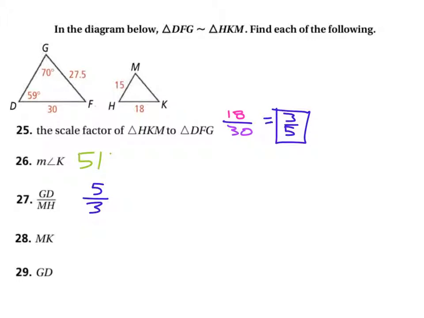Measure of MK, well, what we need to do is then say, okay, we know that we're dealing with a scale factor for small to big of 3 to 5. We'll do this work here. 3 is to 5 as MK is to, what is its corresponding side? If we look on the top, MK corresponds with GF. So GF is 27.5. Okay?